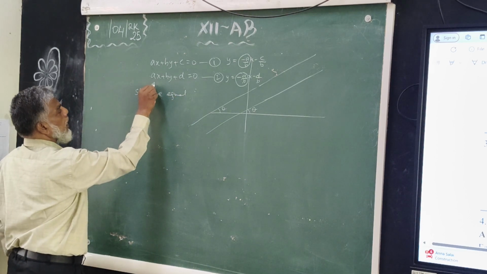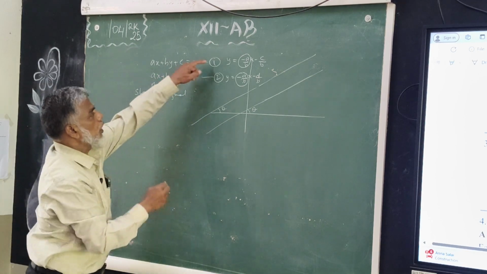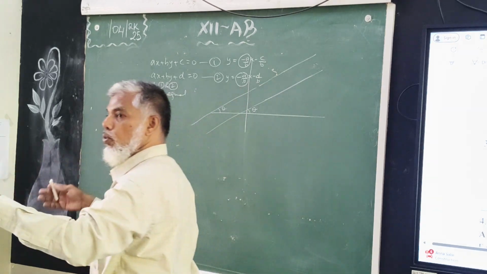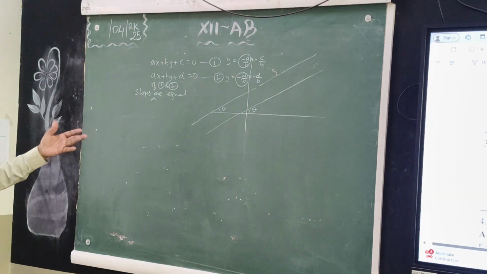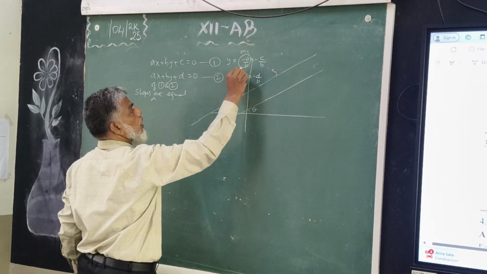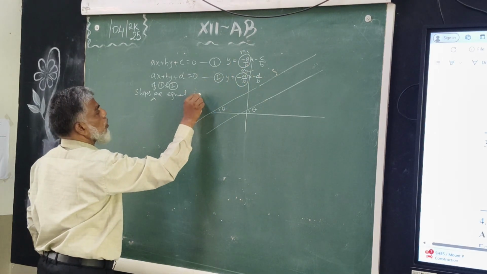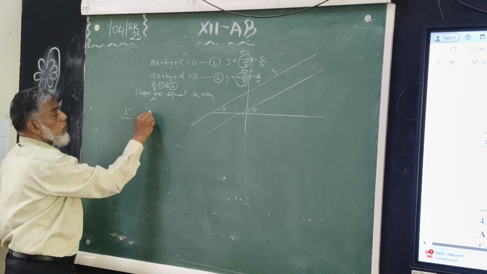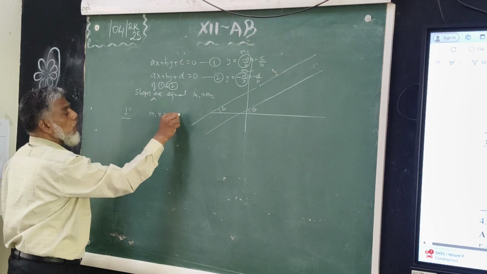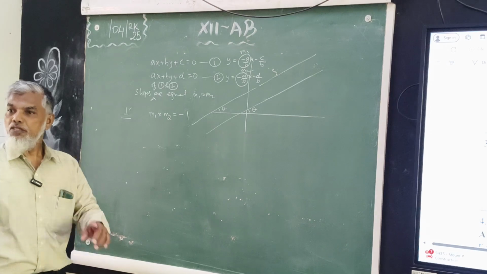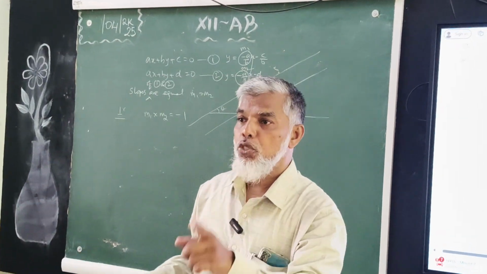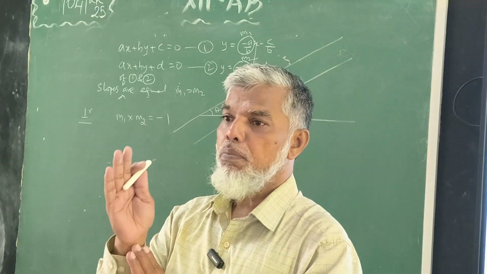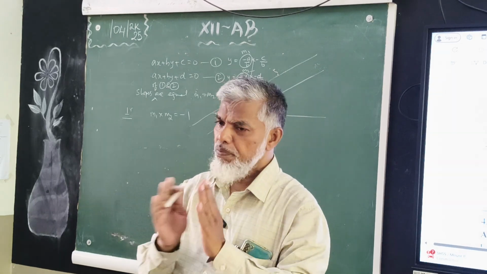Slopes of 1 and 2 are equal. When will the lines be perpendicular? When two lines are perpendicular, say the slope of the first is m1 and the second is m2. If m1 equals m2, then the lines are parallel. For perpendicular lines, m1 into m2 equals minus 1. If the product of the two slopes is minus 1, then the first line and the second line are perpendicular to each other. We have a proof.